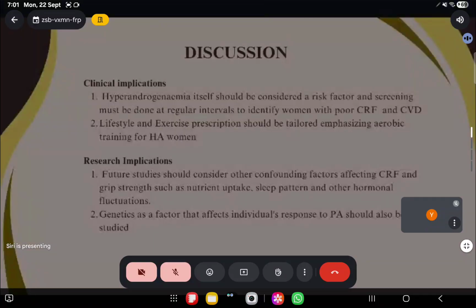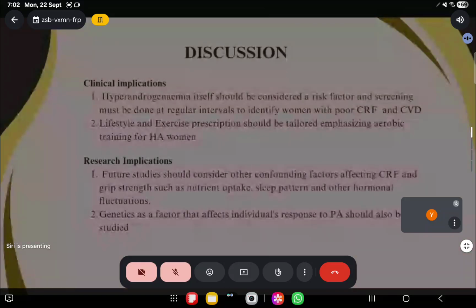Hyperandrogenemia, like we can see, is a factor, and screening must be done at regular intervals to identify women with poorer cardiorespiratory factors and also at higher risk of cardiovascular diseases. Lifestyle and exercise prescription should be mostly tailored, emphasizing aerobic training for hyperandrogenic women.